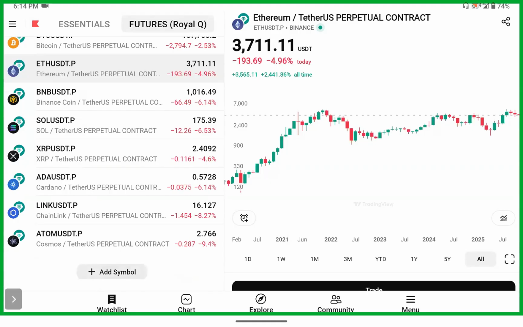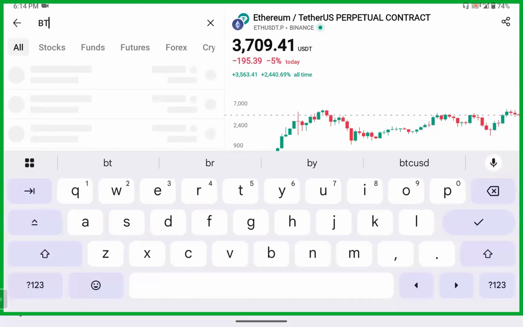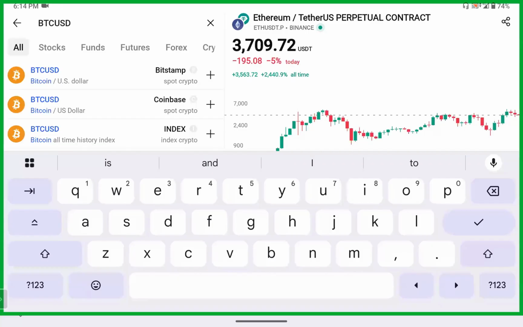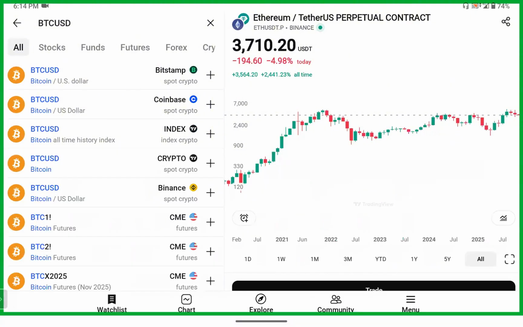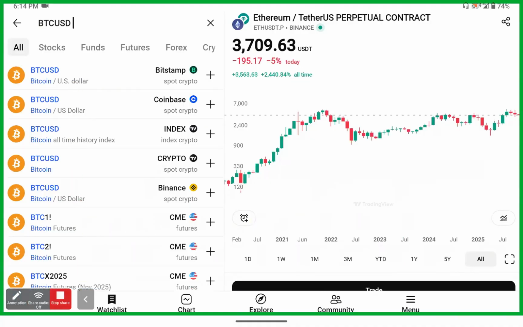Let me show you BTC. This is how I will tap add symbol. Then I will type in BTC USD. You get? So if I add this, then of course you look for the exchange you are trading. If you are trading on Binance, always look for the Binance one. So I'm going to add this one of Binance. It has been added. Let me go back to mine.